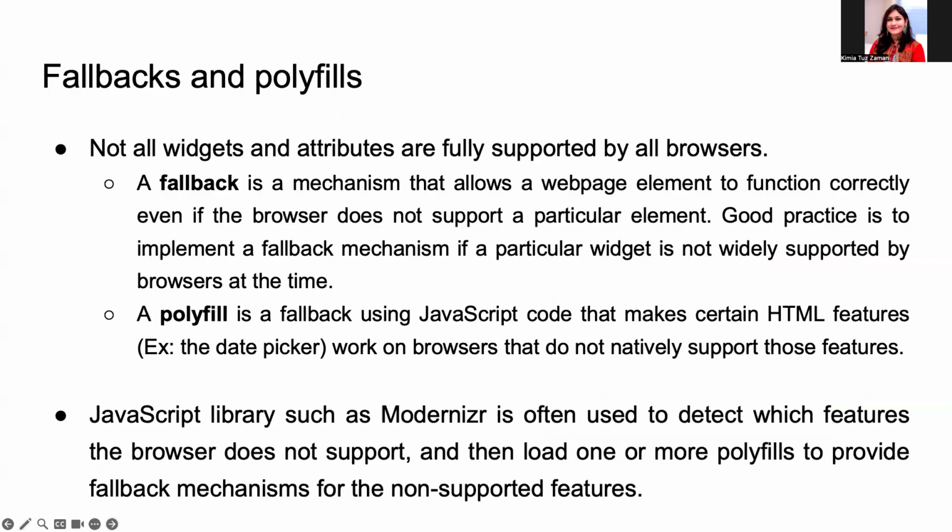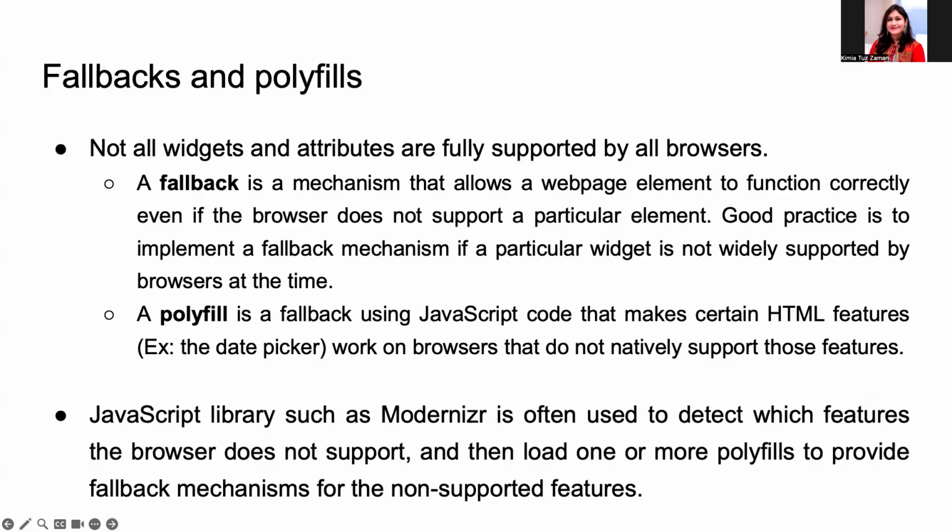Not every browser supports all the latest HTML widgets and attributes, and this can sometimes break the functionality of a web page. To handle this, developers use something called a fallback. A fallback is simply a backup plan to make sure that even if a browser doesn't support a certain feature, the web page still works properly. For example, if a particular input widget isn't recognized, you can provide a simpler alternative that the browser will use instead.